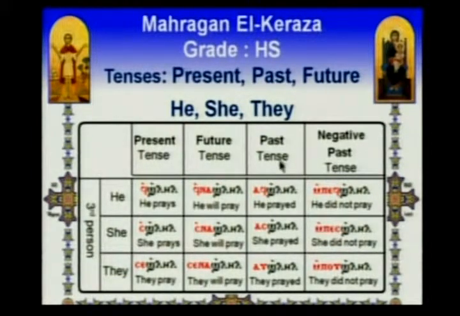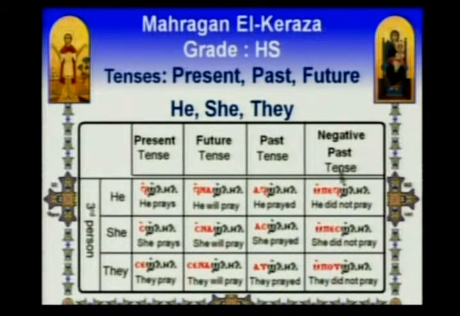Now for the past, as we mentioned also, you should notice it all starts with the alpha. For a boy, when we are saying he prayed, it is af eshlil. For a girl, it is as eshlil. Notice that it's the same letter as here: the S sound for the girl, the F sound for the boy. So af eshlil, as eshlil. For the plural, it is av eshlil.